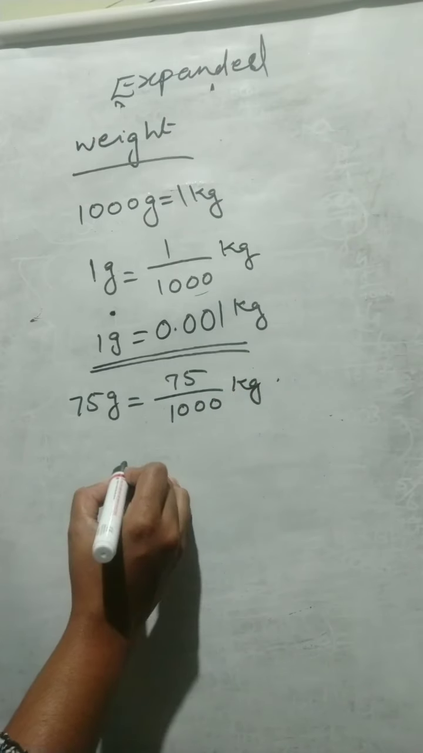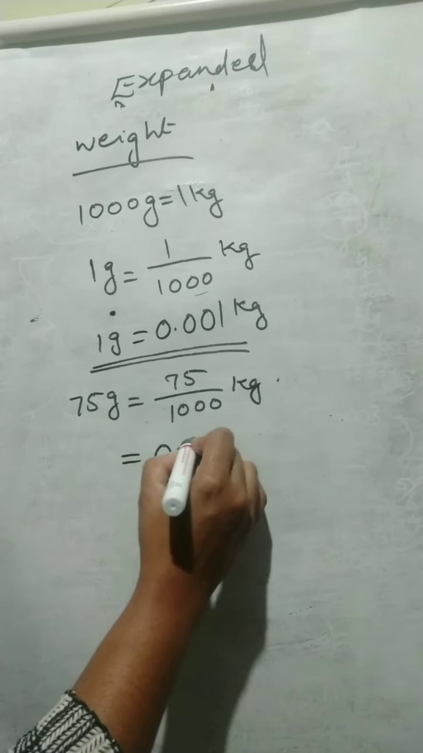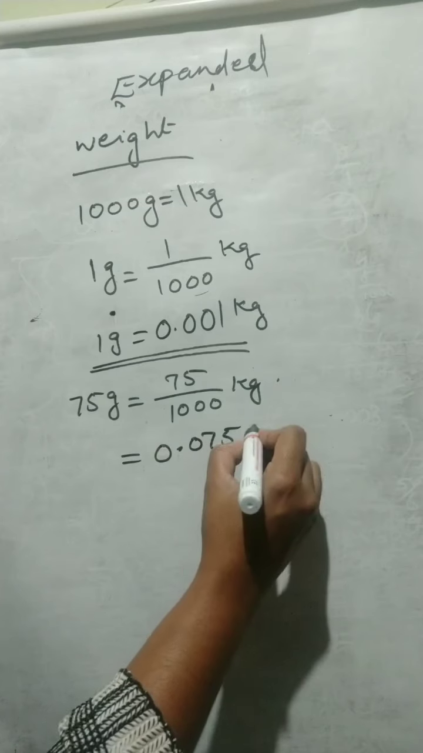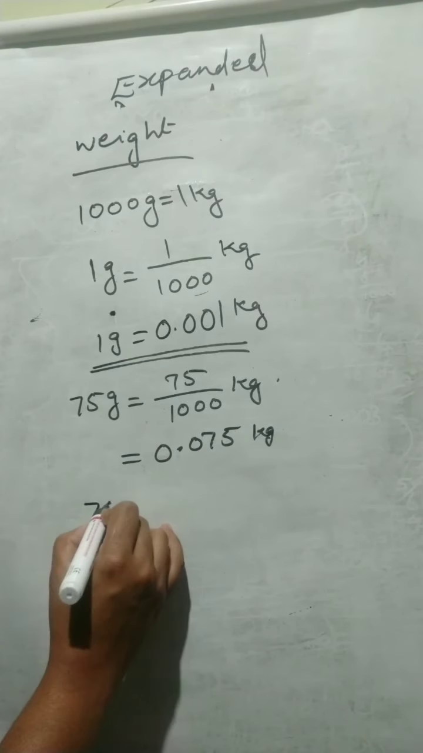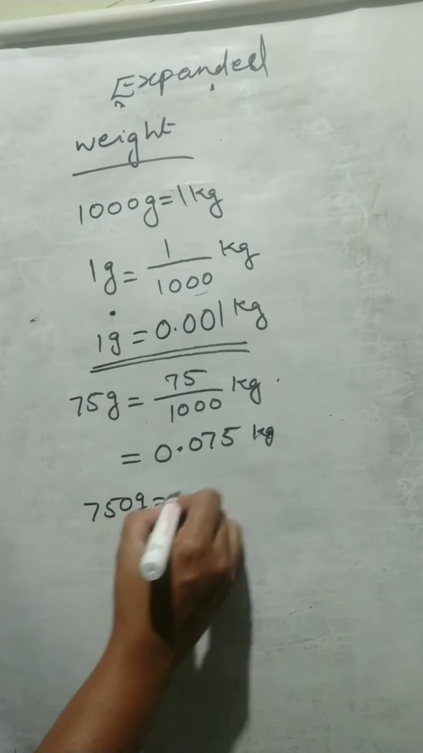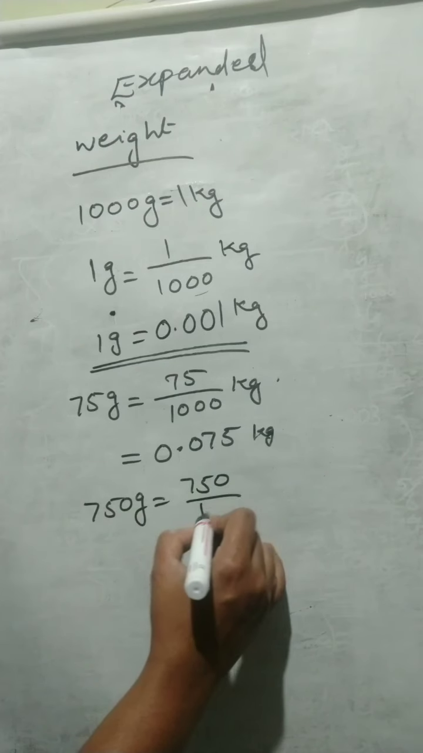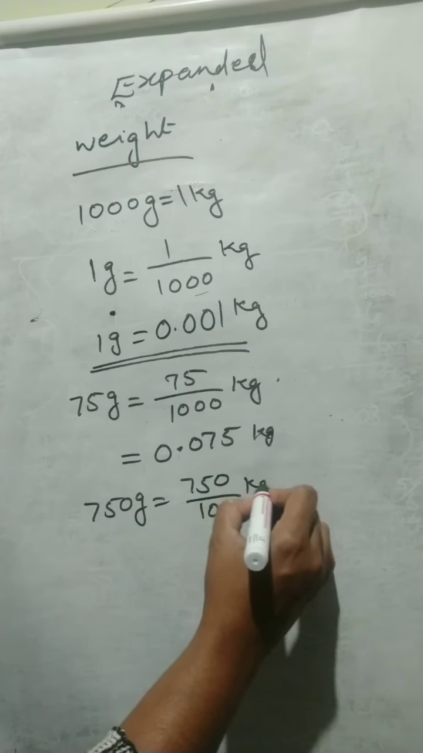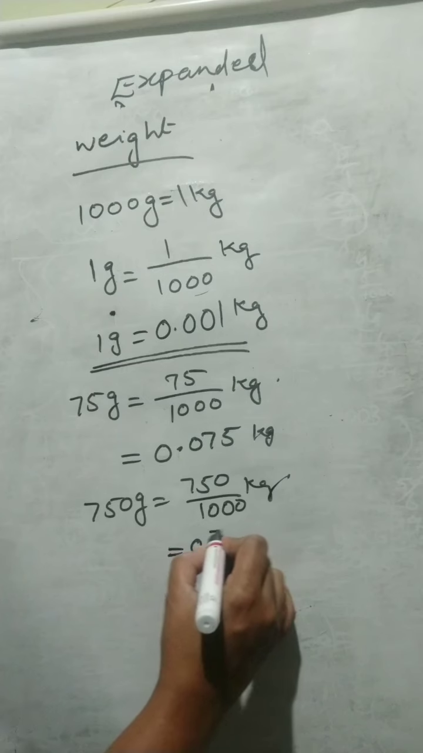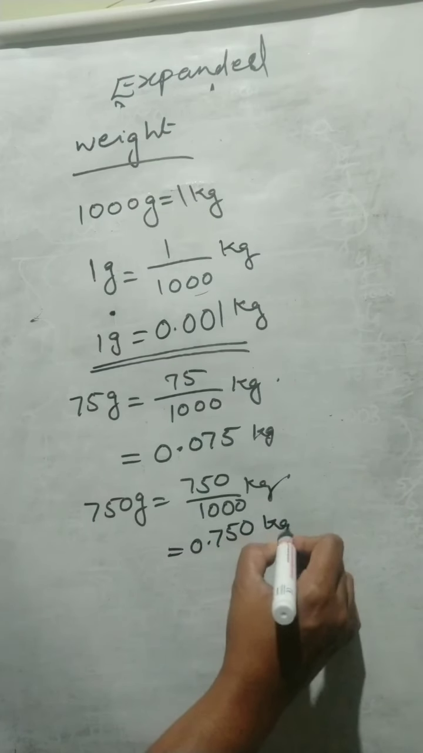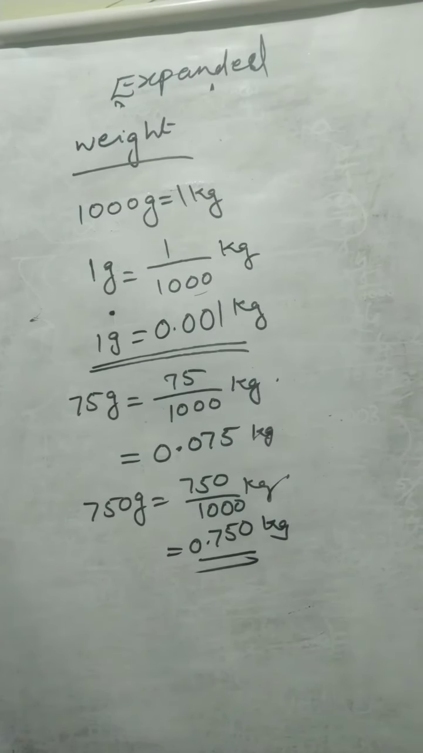So we can write this as 0.075 kilogram. Then next one, 750 gram. That will be 750 on 1000 kilogram. So that is equal to 0.750 kilogram. Clear?